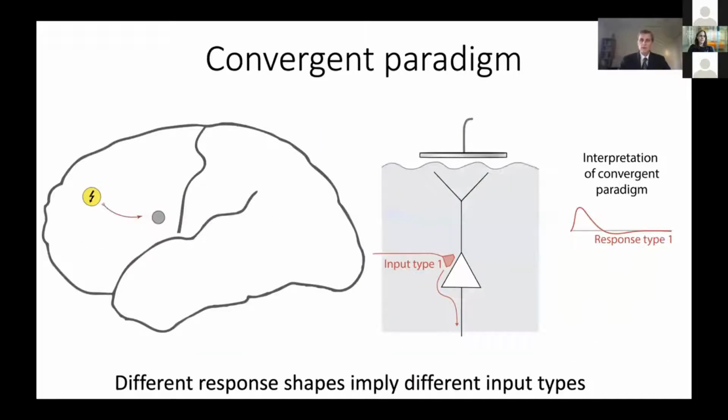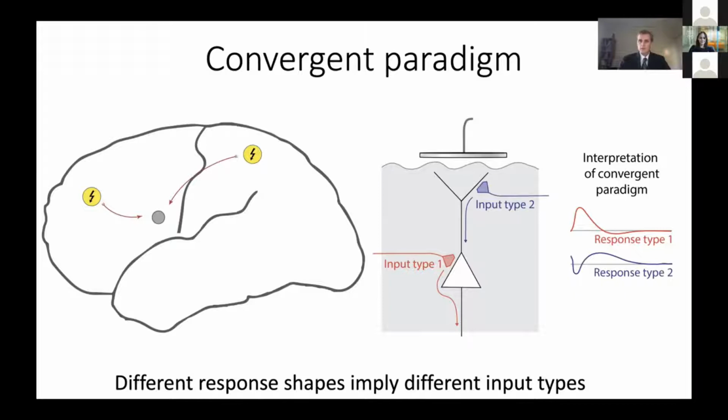Another way to look at these signals is something that we call the convergent paradigm. Here, an electrical impulse is delivered at one site and we measure in another site, again, in approximately Broca's area. And we measure one particular response shape. So we call this response type 1 here in red. But then we measure again from the same site while stimulating at a different site.